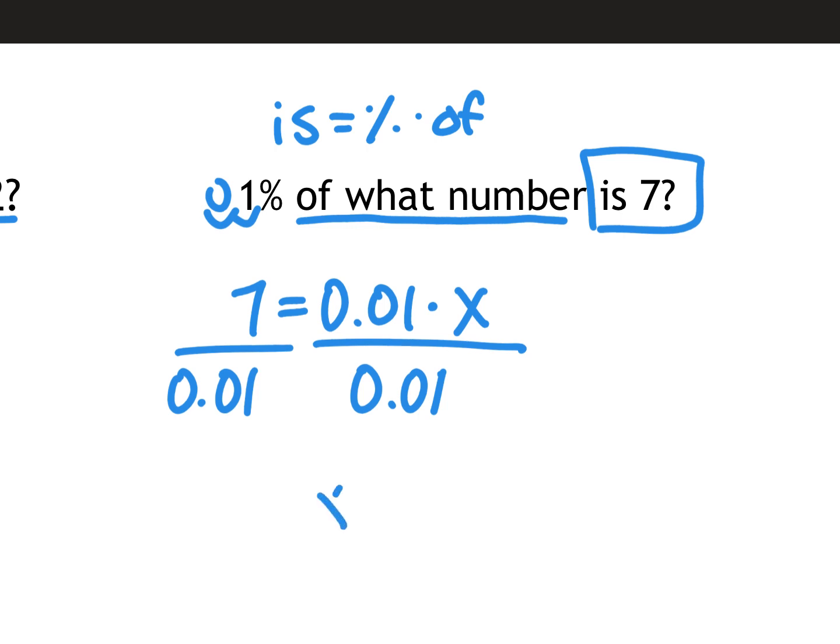And when I do that, I end up with an answer of 700, which makes sense because 1% is a very, very small amount. So because I'm trying to find the of, which is the whole amount, it should be a lot bigger than that 7.